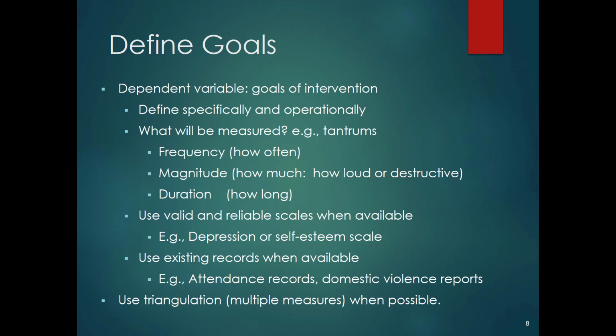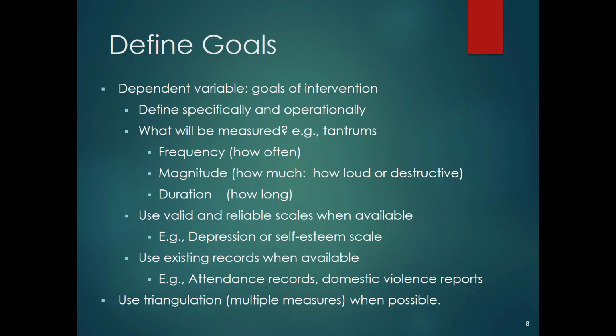So for example, if you're measuring depression or self-esteem, there are specific standardized scales that are already available for those things. So instead of creating your own questions and creating your own scale, you should just use one that's already available because it's reliable. You also want to use existing records when available. So if there's existing data, use it. So for example, if you're looking at attendance, check with the schools for attendance records. If you're looking at domestic violence, maybe using domestic violence reports. This is existing records. It's already available. Use those.